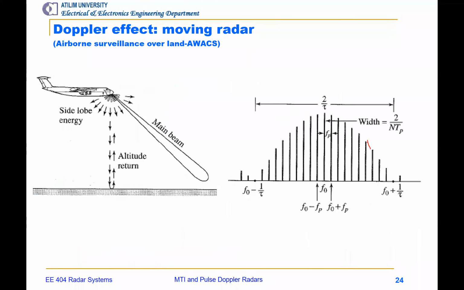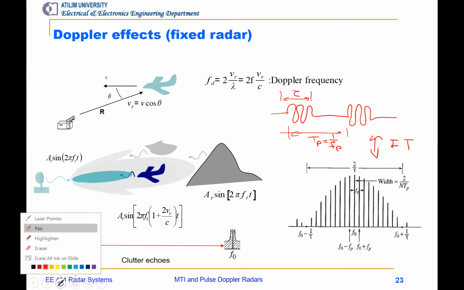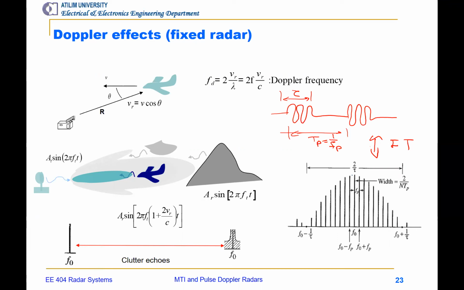Now, if we get the Fourier transformation of this, we see the spectrum right here. When we look at the envelope of the spectrum here, we see a sinc-shaped envelope.